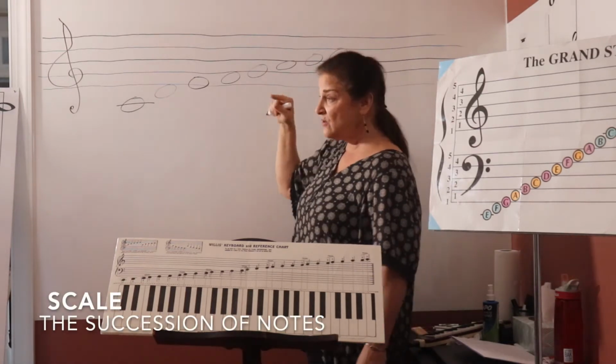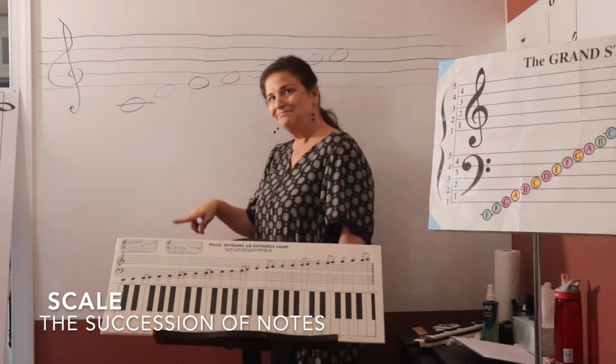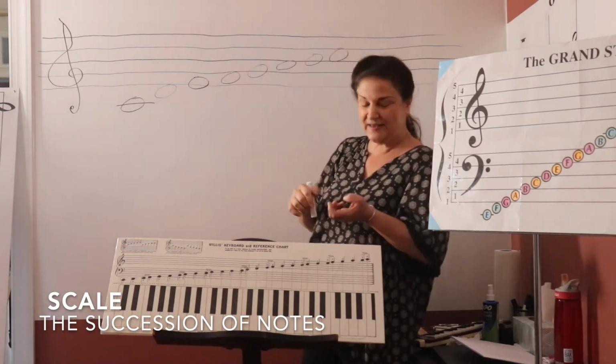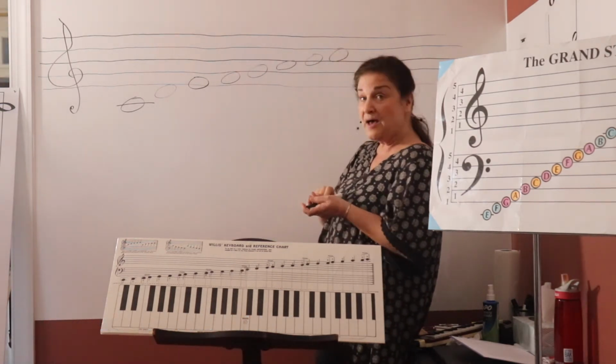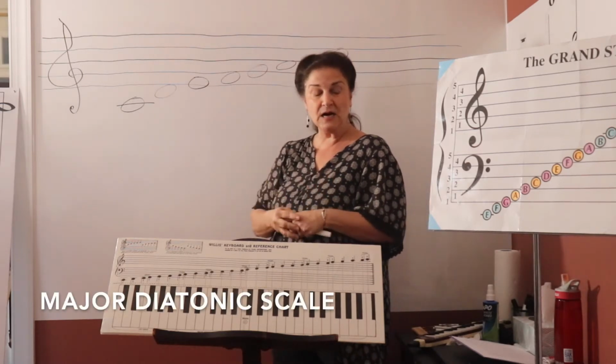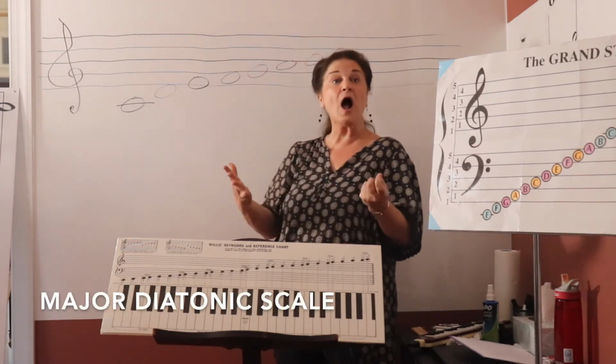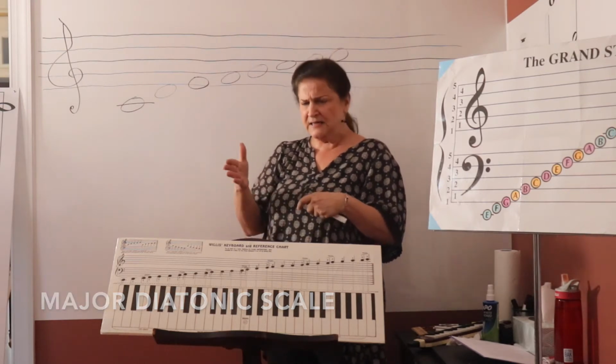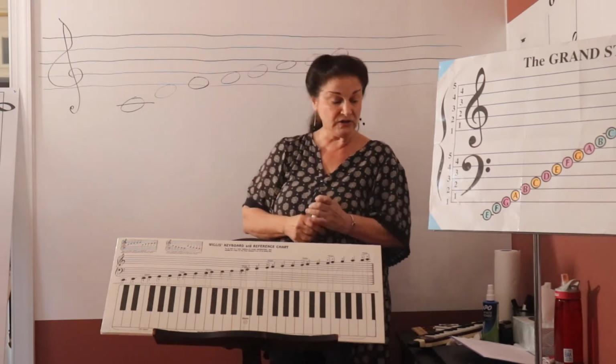Do, re, mi, fa, sol, la, ti, do. Those are the notes of the scale. We've heard that scale a lot. It's a very common one. It's called a major diatonic scale. It's the most common scale. There are a lot of scales. The succession of any notes are scales.